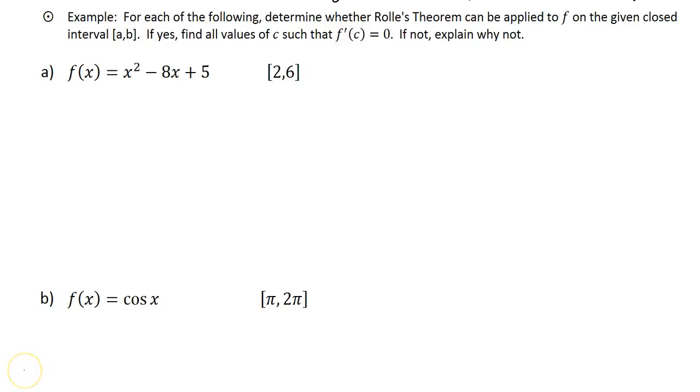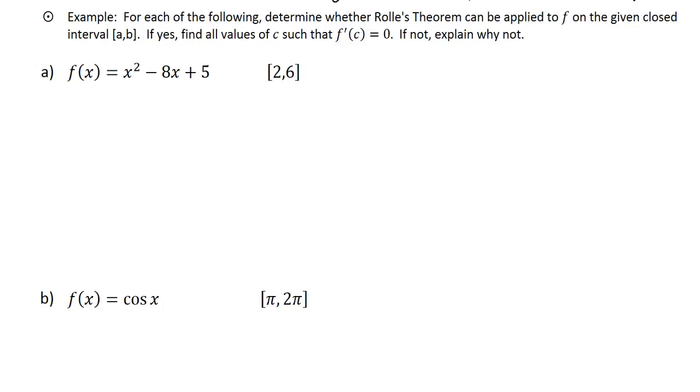So for each of these examples, we're going to determine whether we can use Rolle's theorem or not, and if we can, we're going to find the value of c such that f prime of c equals 0. If not, we're going to explain why we can't use it. So we're going to go through the 3 questions for each one.